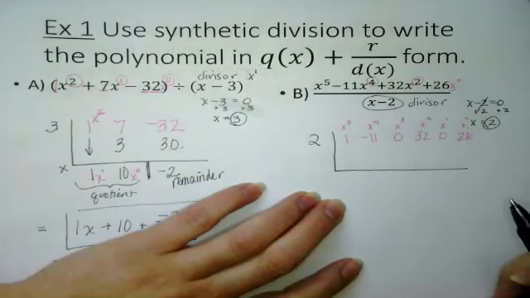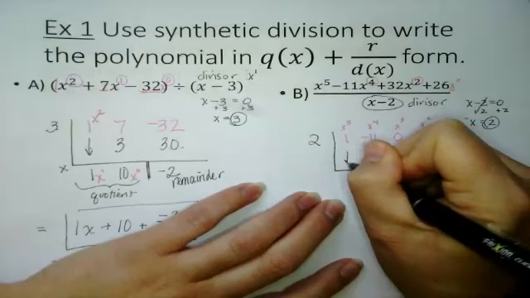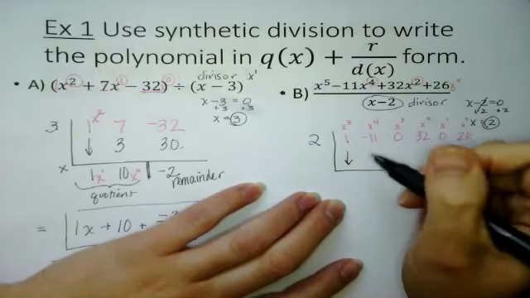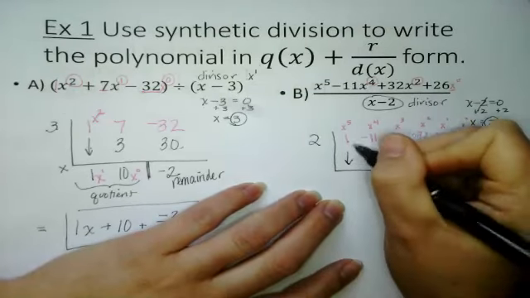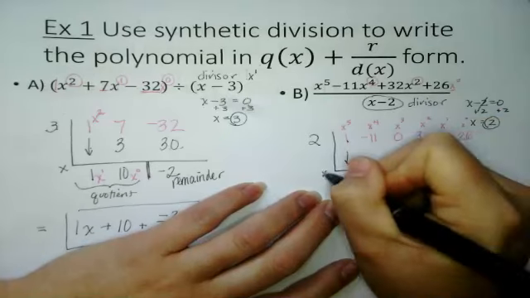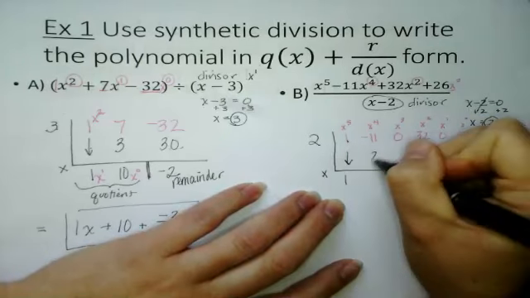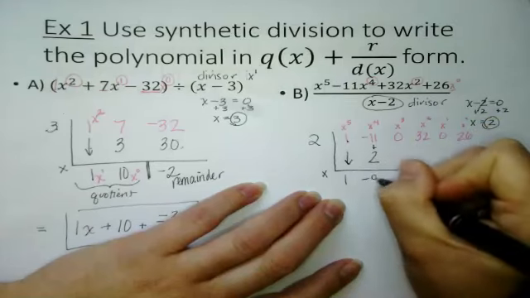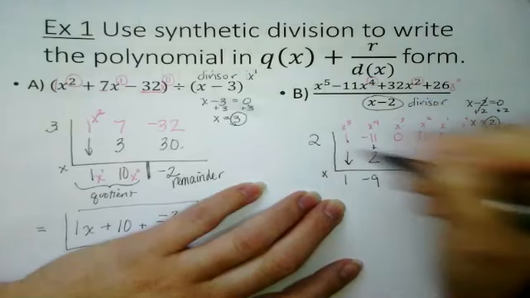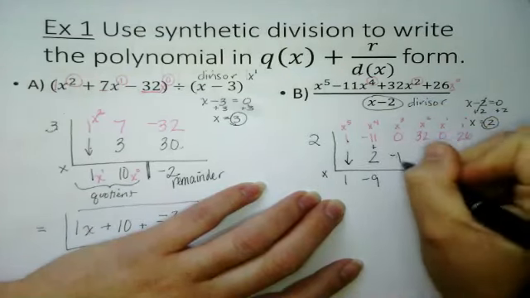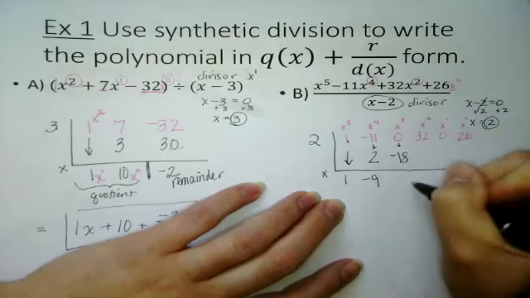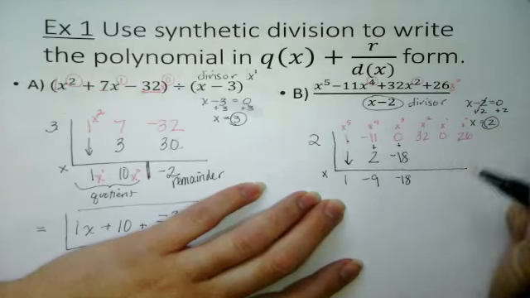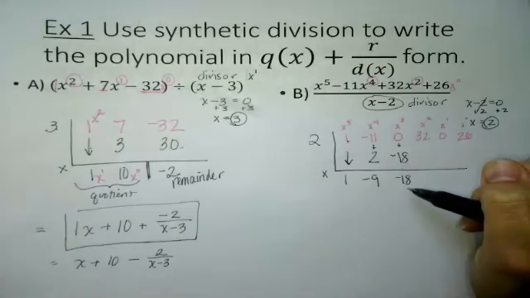All right. Now we can do our add and multiply pattern. 1 plus 0 is 1. Now we multiply. 1 times 2 is 2. Then we combine. Negative 11 plus 2 is negative 9. And we multiply. Negative 9 times 2 is negative 18. Combine. 0 plus negative 18 is negative 18.